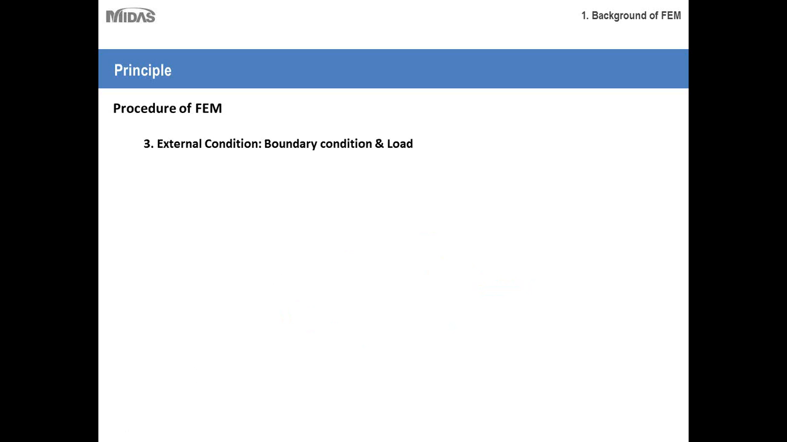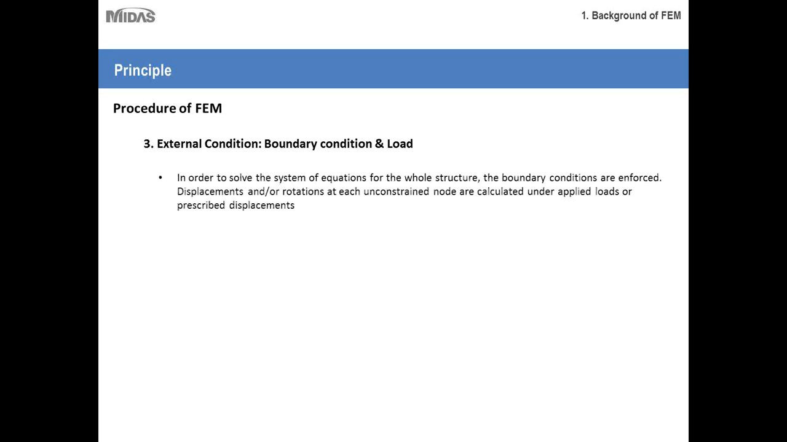Then the third step is called external condition, and the reason it's called external condition is that these are not controlled by the structure internally. These are the variables or parameters outside the structure, something that is imposed onto your model. In order to solve the equations for the whole structure, the boundary conditions are enforced, and displacements and or rotations at each unconstrained node are calculated under applied loads or prescribed displacement.